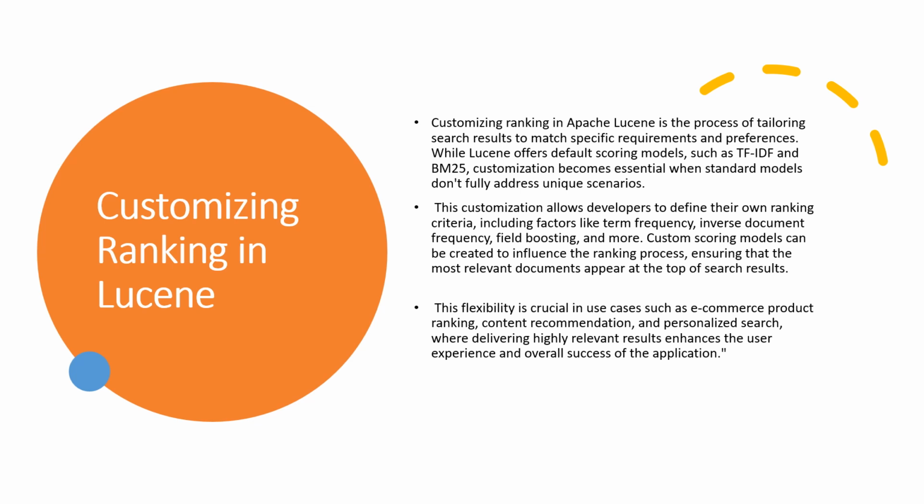Customizing ranking in Apache Lucene involves tailoring search results to specific requirements and preferences. While Lucene provides default scoring models like TF-IDF and BM25, customization is necessary when these models don't fully meet unique scenarios. Developers can define their own ranking criteria, including factors such as term frequency, inverse document frequency, field boosting, and more. By creating custom scoring models, developers can influence the ranking process to ensure the most relevant documents appear at the top of the search results.